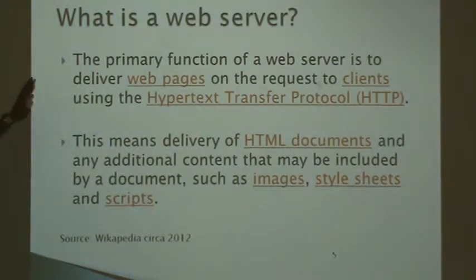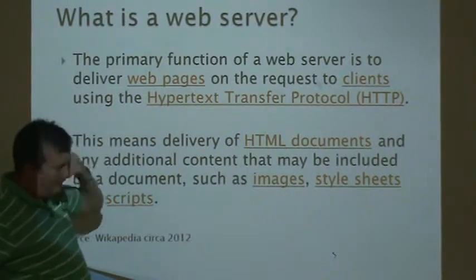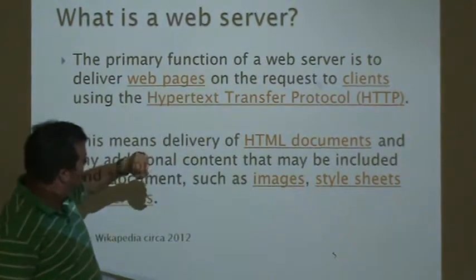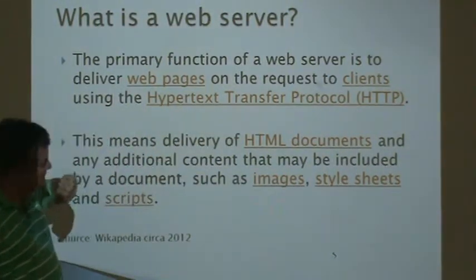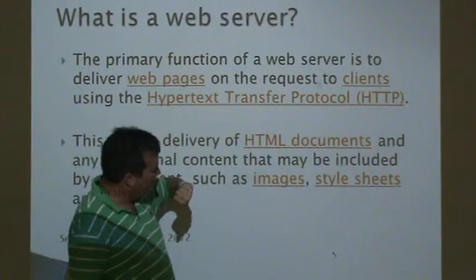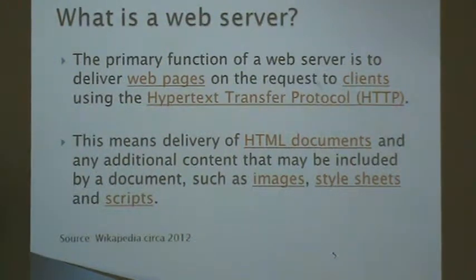A web server, this is the source, I got this from Wikipedia very recently. The primary function of a web server is to deliver HTML pages to the requesting clients. So just for example, when you go to facebook.com and hit enter, you're the client, Facebook is the server. It's going to reply to you, not by having a human being say hello, but by sending you a file using hypertext transfer protocol. So the server is going to deliver an HTML document, and it could be images and scripts and that kind of stuff.